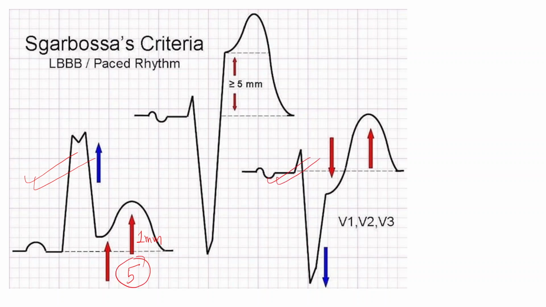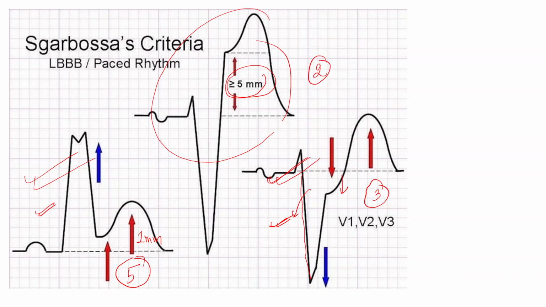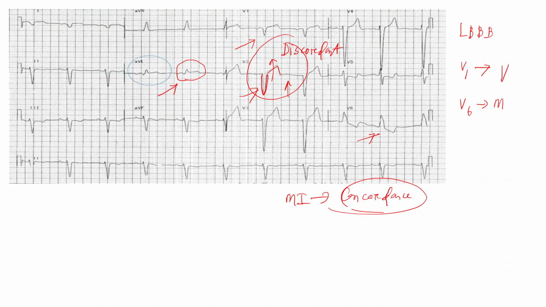If you are getting this kind of pattern, that means there is ST depression, but it is in accordance with the QRS complex. This is given 3 points. This is concordant. This is also a concordant change. But in case of discordant change, if you are finding a significant ST elevation of more than or equal to 5 mm, this is given a score of 2. You add up everything. If it is 3 or more, then it is more likely MI. Okay, so I spent a little bit more time on this criteria trying to explain it to you. I hope it is clear now.